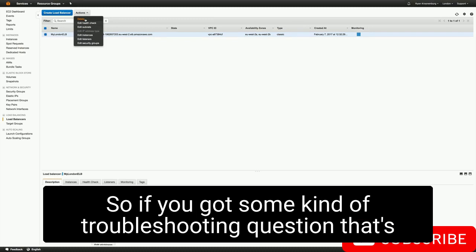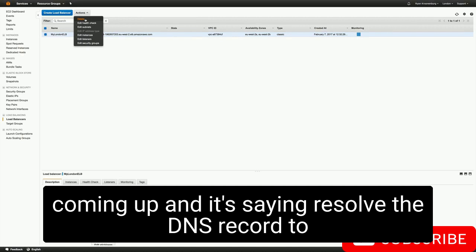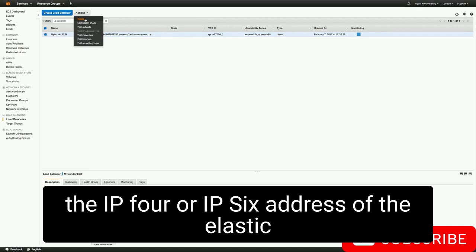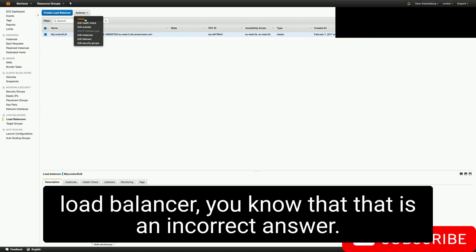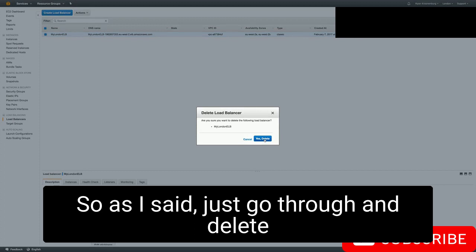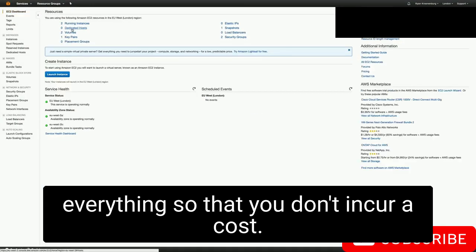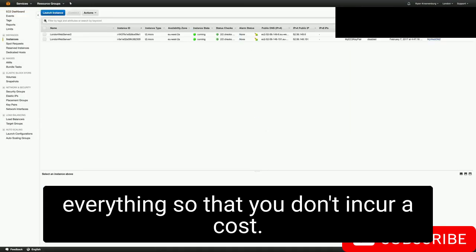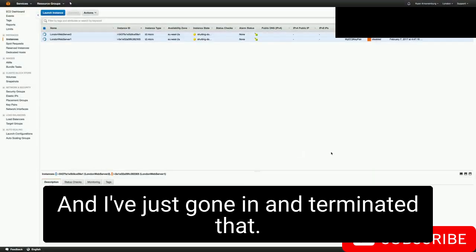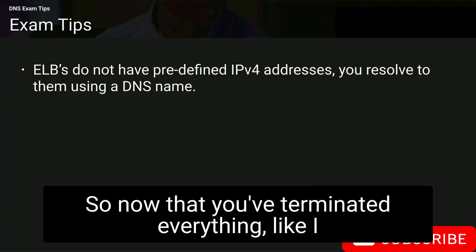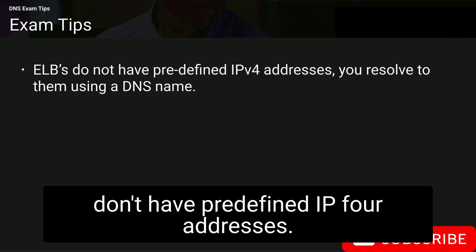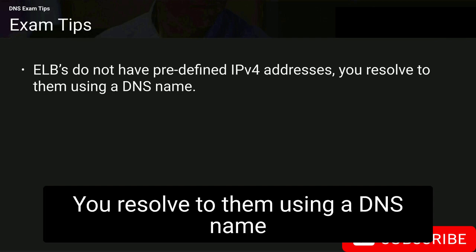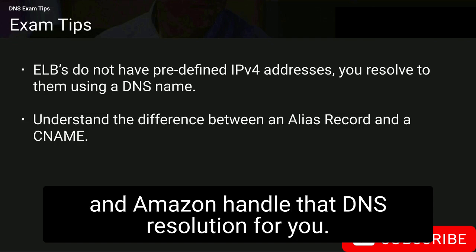So if you've got some kind of troubleshooting question that's coming up and it's saying, resolve the DNS record to the IP4 or IP6 address of the elastic load balancer, you know that that is an incorrect answer. So as I said, just go through and delete everything so that you don't incur a cost. And I've just gone in and terminated that. So now that you've terminated everything, like I was just saying, remember that elastic load balancers don't have predefined IP4 addresses. You resolve to them using a DNS name, and Amazon handle that DNS resolution for you.